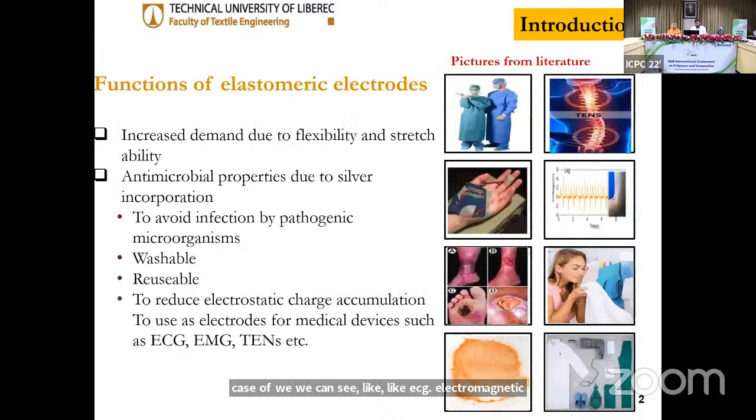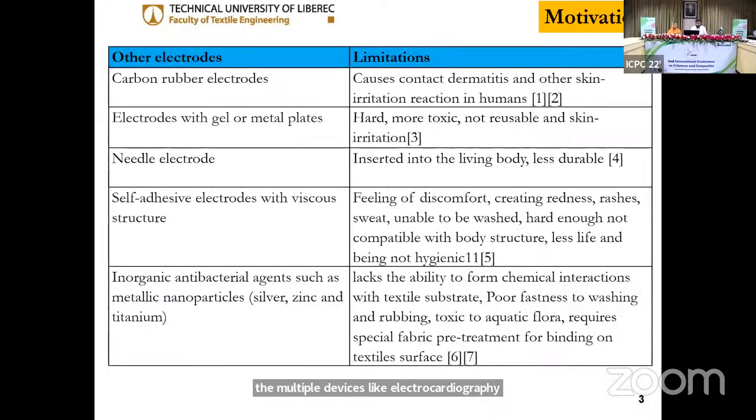Actually, the demand for flexible electrodes is increasing nowadays because of their flexibility and stretchability. If they are plated with some metal particles, they give an antibacterial effect and also protect from other pathogens. They are washable and reusable. They can be attached to multiple devices like electrocardiography, electromyography, and transcutaneous electrical nerve stimulation devices.